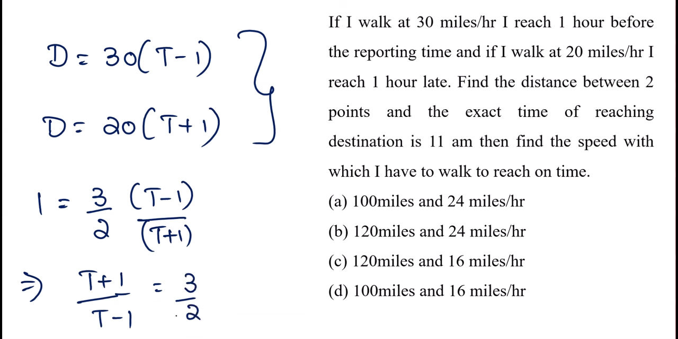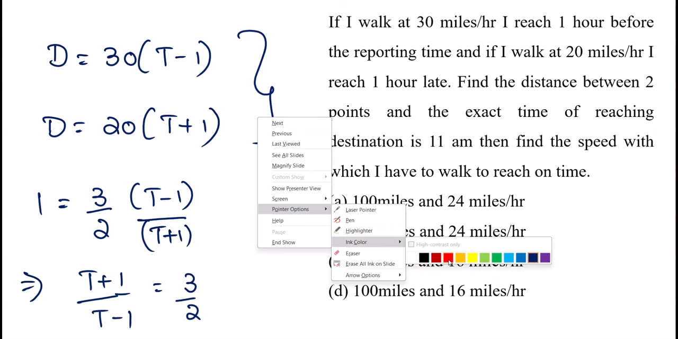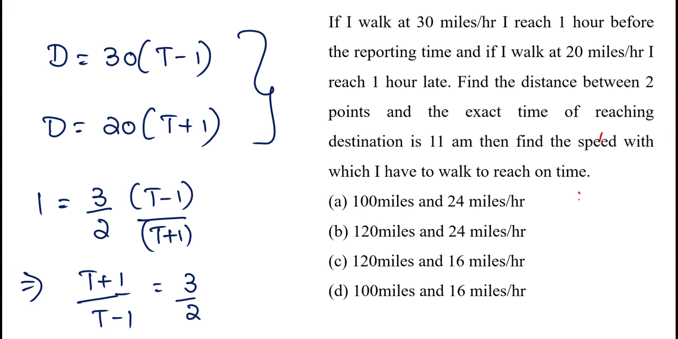Right, so cross multiplying, 2t plus 2 equals 3t minus 3, t will be equal to 5 hours. Time is 5 hours. The exact traveling time should be 5 hours only. Then the distance is, use one of these, 30 into 4, 120 miles. There are two options with 120 miles.